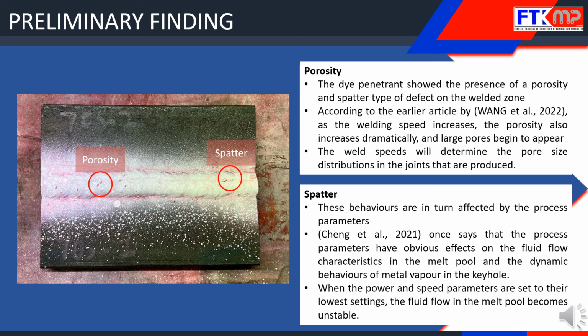And for the spatter defect, the article by Cheng says that the process parameters have an obvious effect on the fluid flow characteristic in the melt pool and the dynamic behaviors of metal vapors in the keyhole, both of which affect the spatter behaviors. These behaviors are in turn affected by the process parameters. When the power and speed parameters are set to their lower setting, the fluid flow in the melt pool becomes unstable.